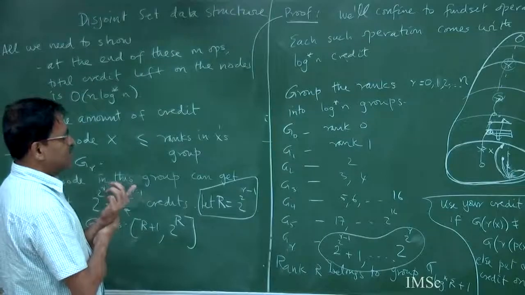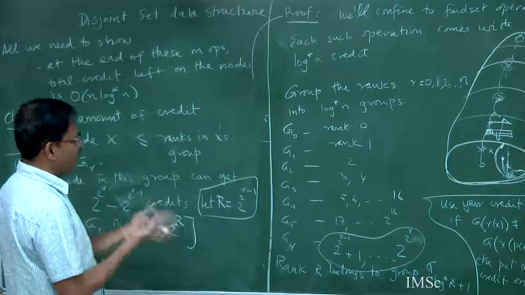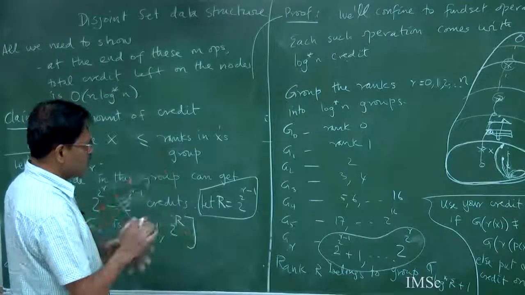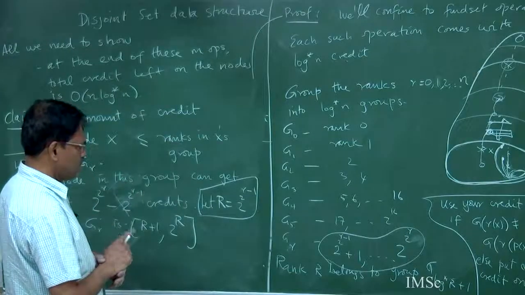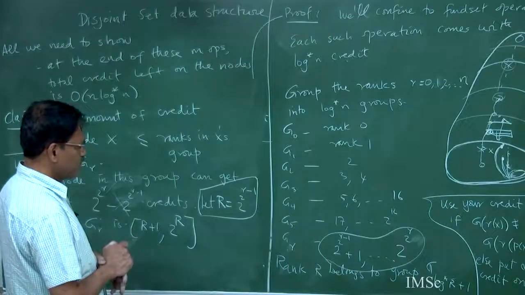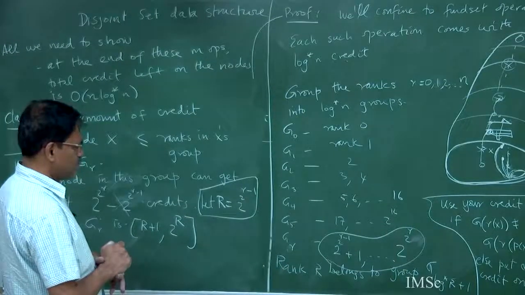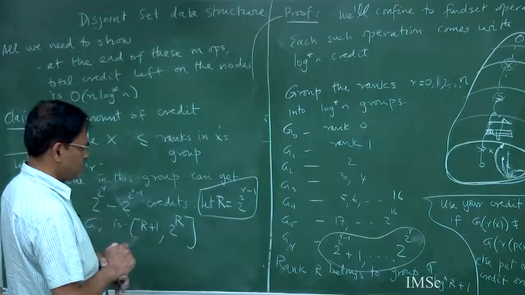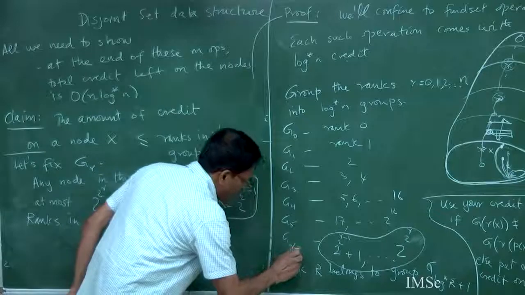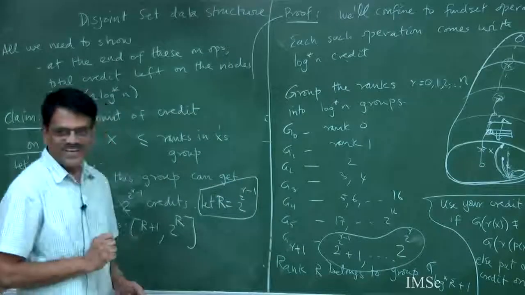Plug it in and see, because we are talking about Logstar, right? We want these groups to correspond to Logstar. 2 raised to r minus 2 plus 1. Oh, that's how it's supposed to be. Okay. 2 raised to r minus 2 plus 1 to 2 raised to r minus 1. Okay. Is that fine?